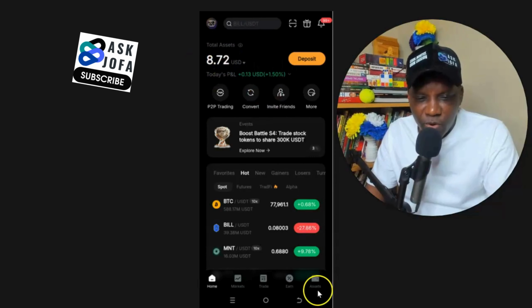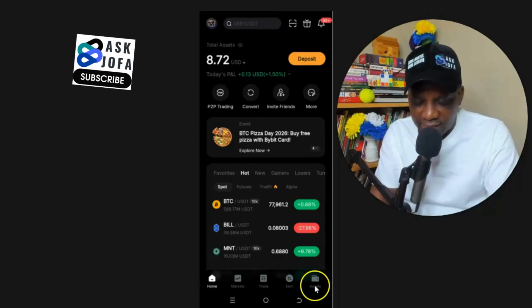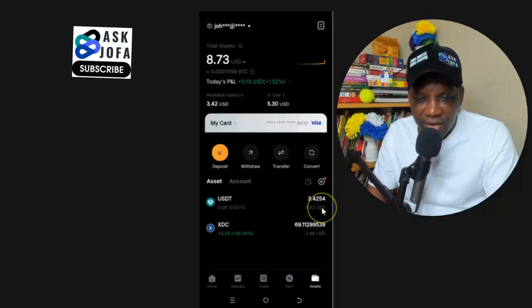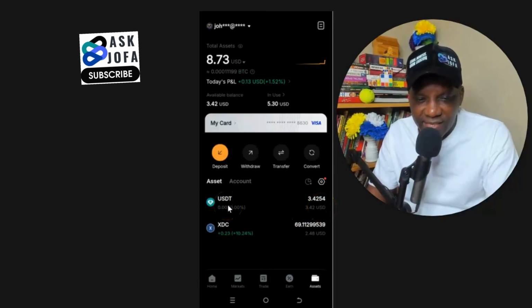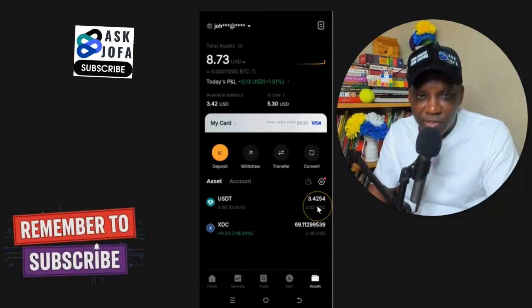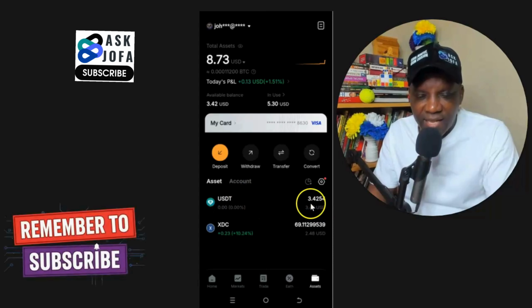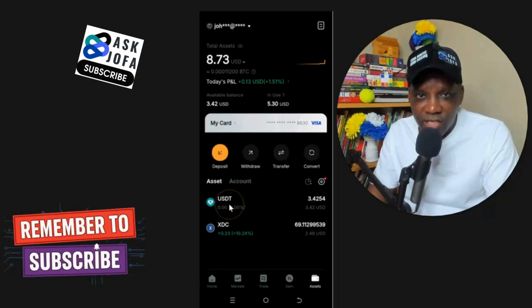For you to know where your money is, you tap this asset. You can see I have $3 plus here on my USDT. I will demonstrate and buy Bitcoin with this USDT. That is, I will convert this USDT to Bitcoin.